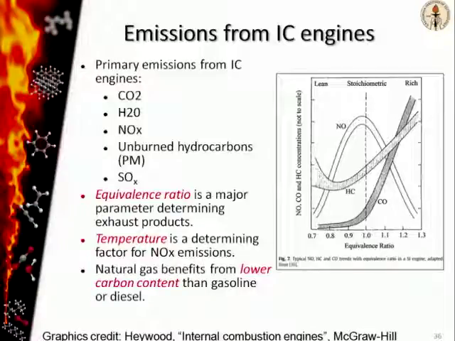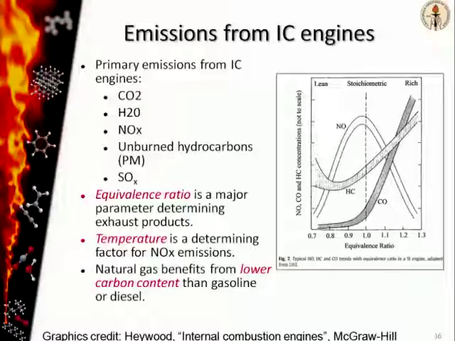As you go towards rich mixtures or lean mixtures, the temperature goes down, and you also change the combustion behavior. As you move towards a rich mixture, because there's more carbon in the fuel and less oxygen to oxidize the carbon, you end up creating more hydrocarbons, particulate matter, as well as more carbon monoxide.